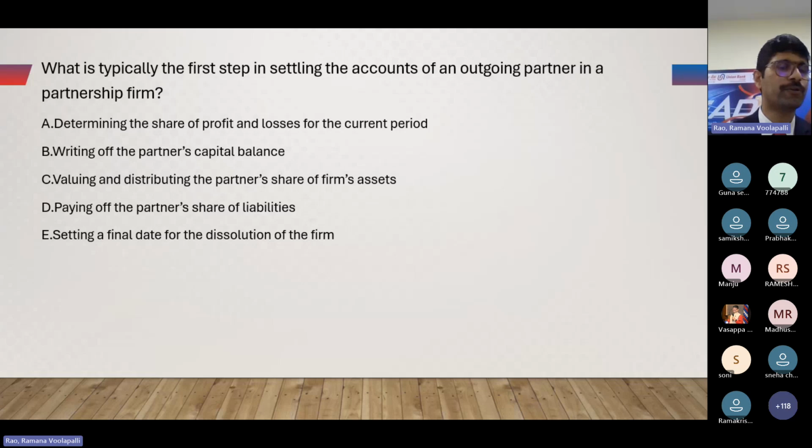So let us take some questions to solidify the knowledge that we have gained in the previous slides. What is typically the first step in setting the account of an outgoing partner in a partnership firm? What is the first step that we are supposed to take? I'm looking for answers. There are 5 options for this.